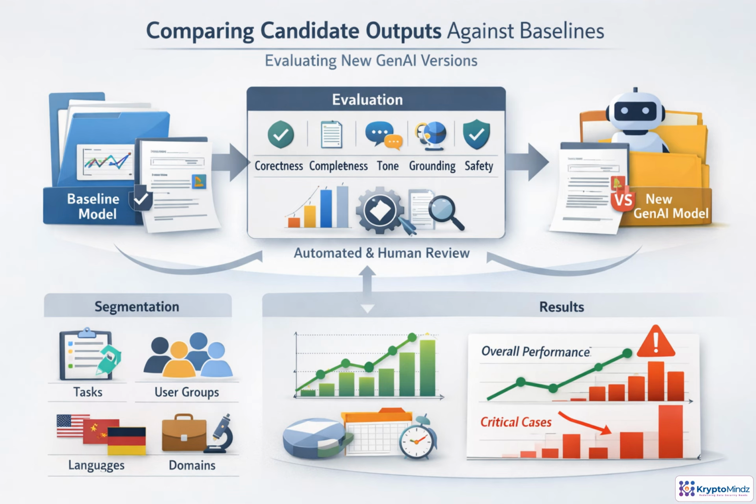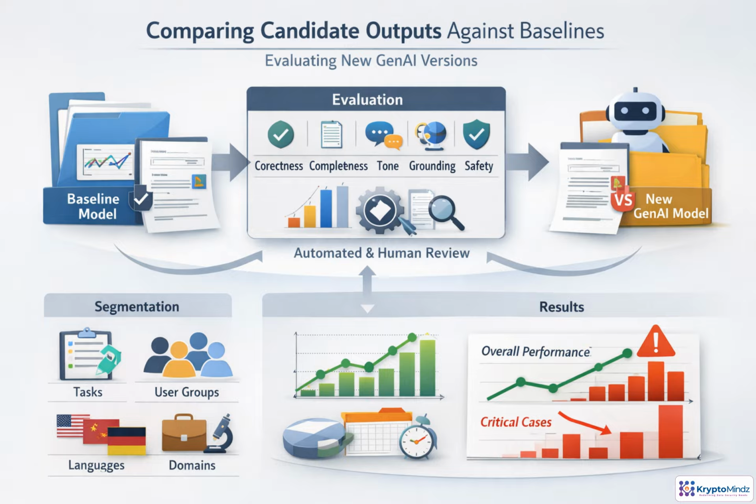Treat every release as a controlled comparison, not a vibes-based judgment. Start with production behavior as the baseline, then score the candidate on correctness, completeness, tone, grounding, safety, and format compliance. Automated evaluators can catch patterns. Deterministic checks can catch rules. Retrieval diagnostics can explain grounding failures, and human reviewers can handle nuance.